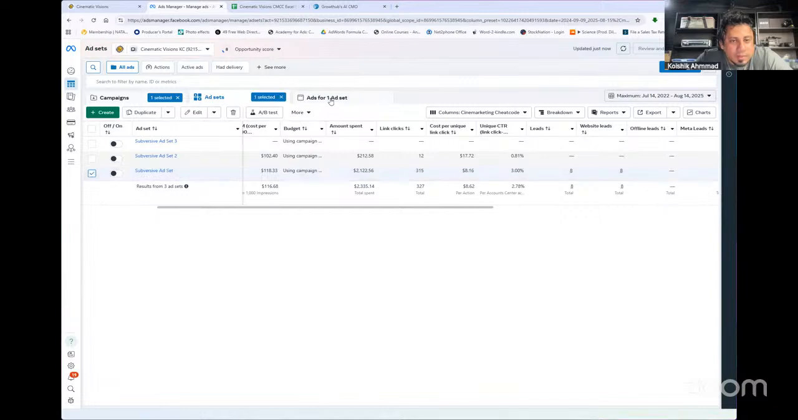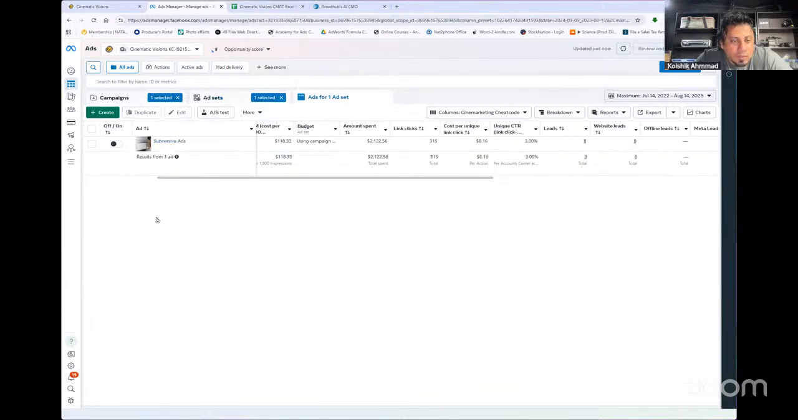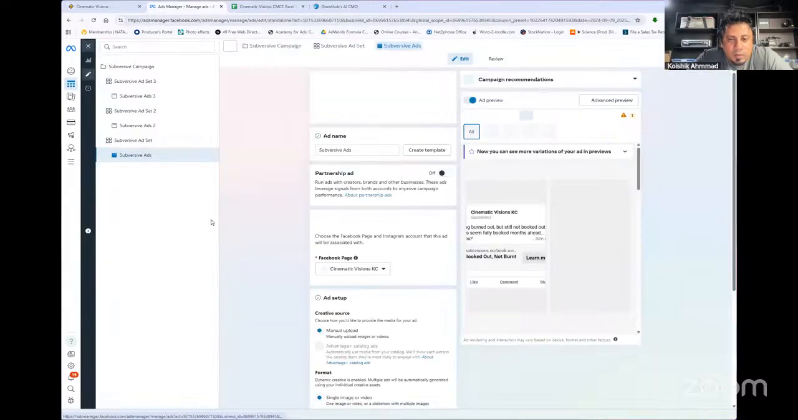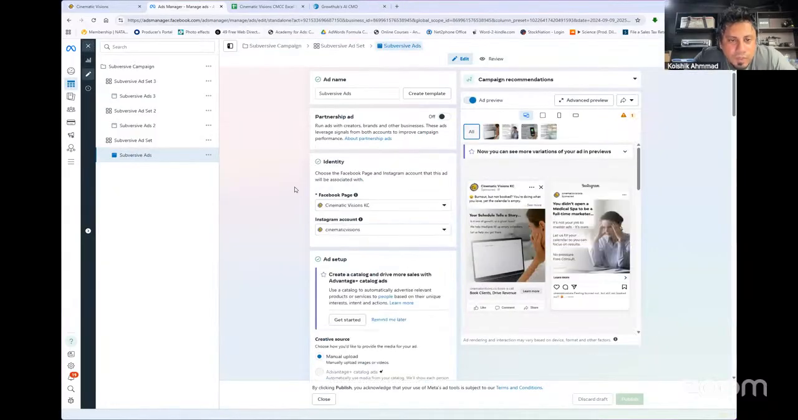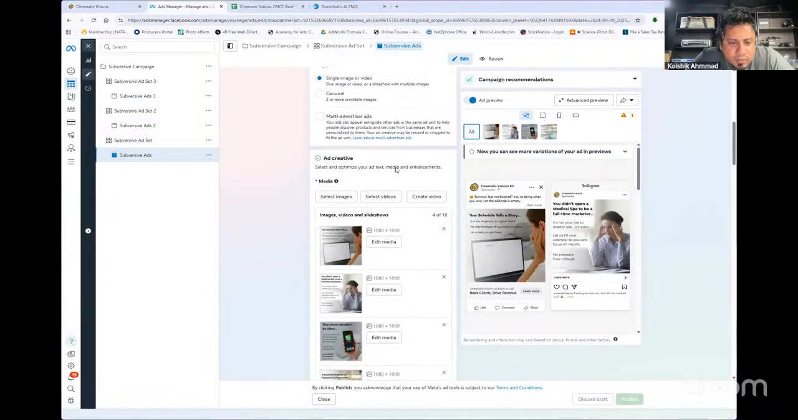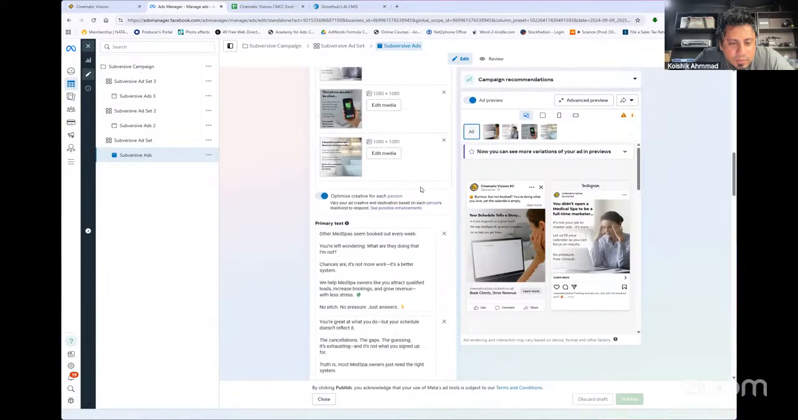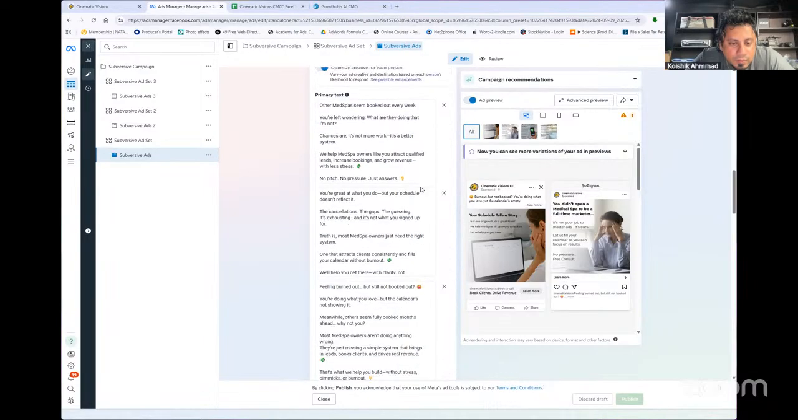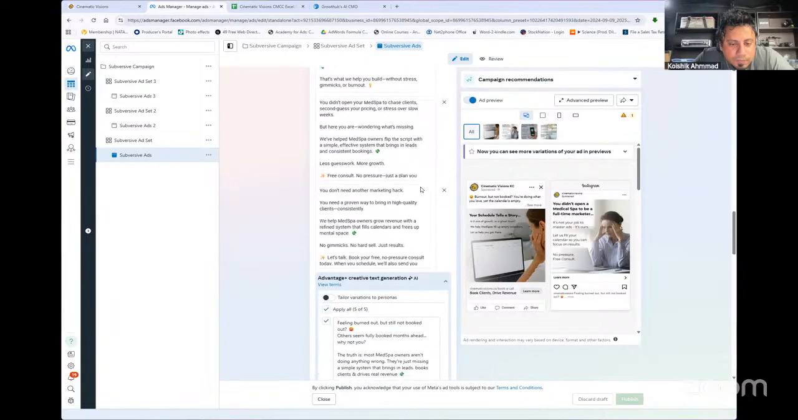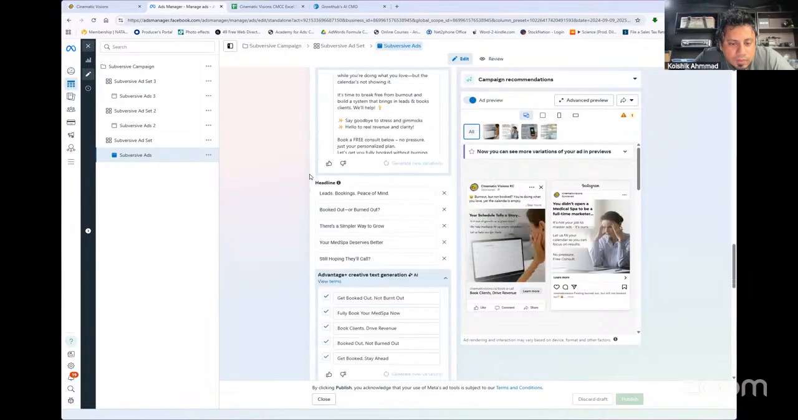And then let's click on the ads level. Yep. Let's click on edit. And then just slowly scroll down so I can see what you've got going on here. Manual, da da da. We got these, optimize creative for each person. Okay, keep scrolling. Okay.